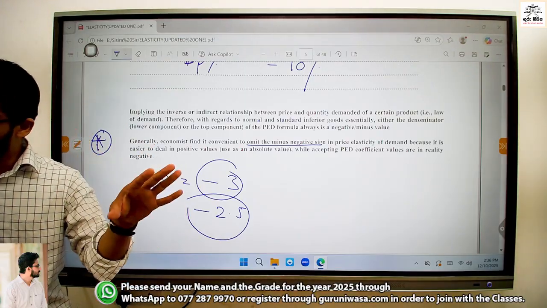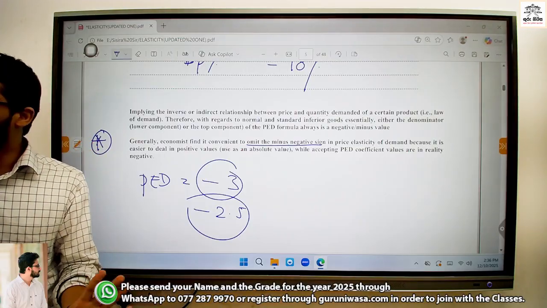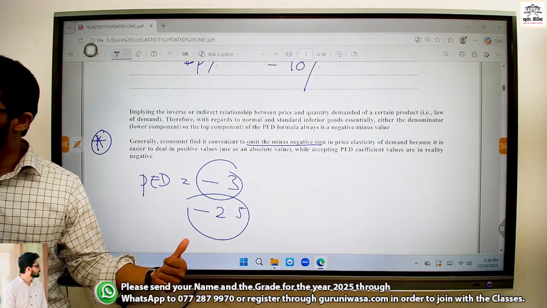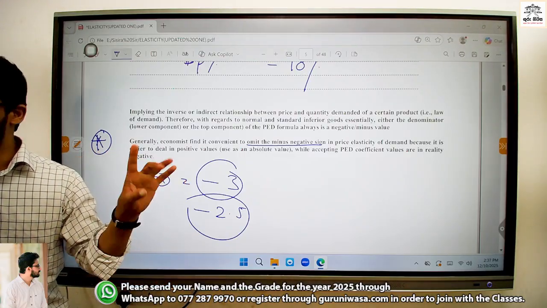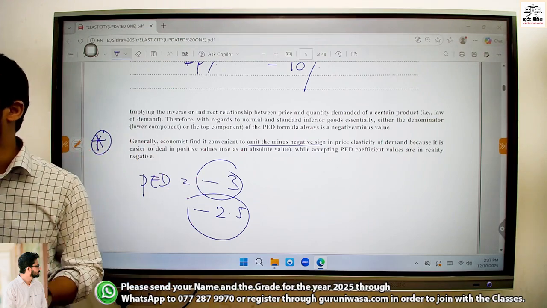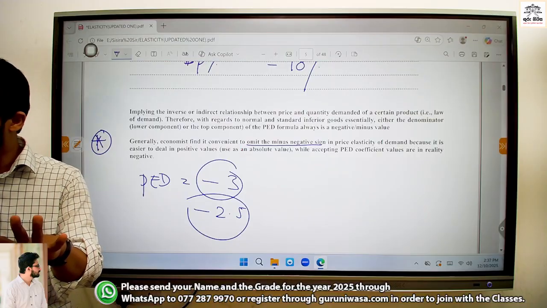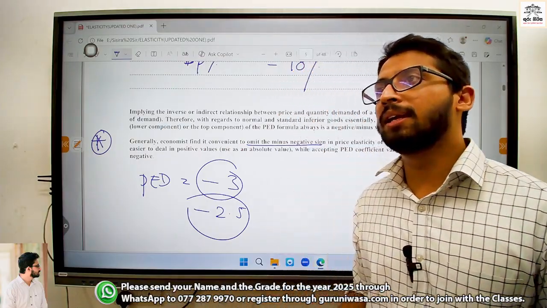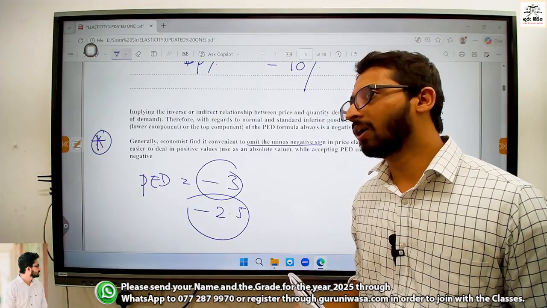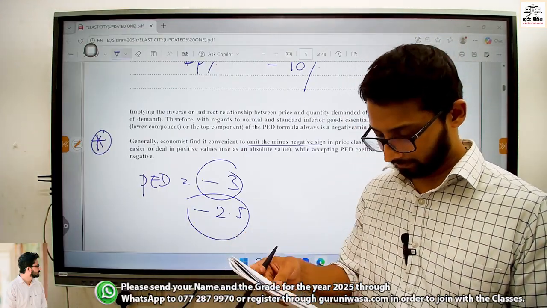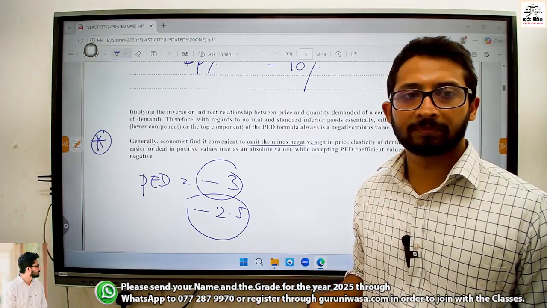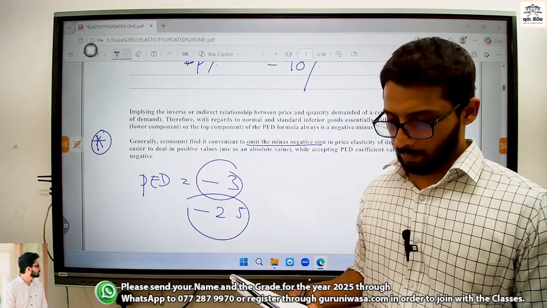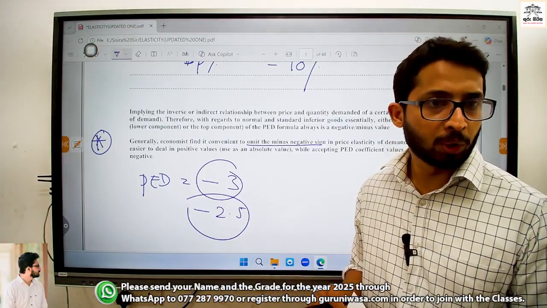According to mathematics, PED value tends to be minus. That's 100% correct, no issue. But in economics, in decision making, we forget the minus sign. We just consider the coefficient value that you have calculated. You get the point? Any doubt? Any question up to now? No question.